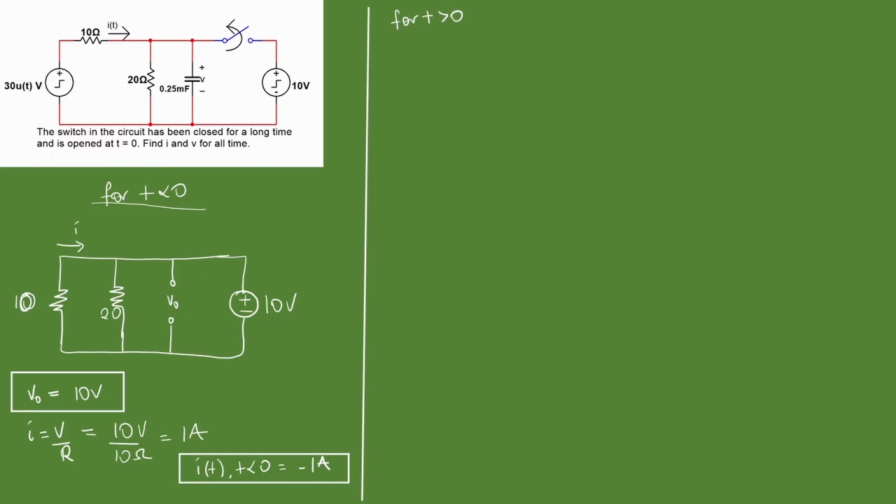Our switch opens now. 10 volts is active, and our 30 volts source comes back into action. Let's withdraw this and see what happens. Okay, 30, 10, and 20, and 1 over 4 farads. Very simple and short.